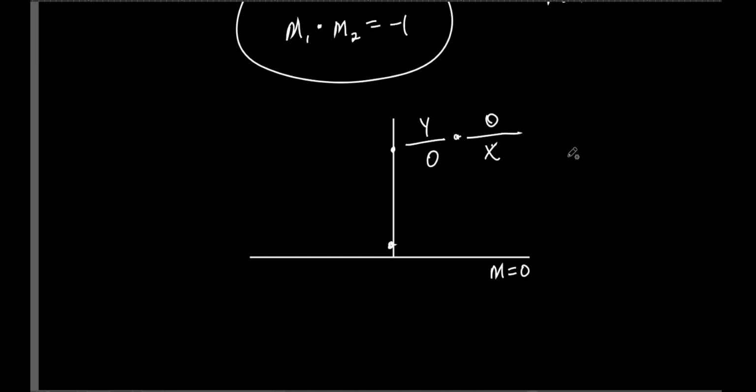Put it in. You didn't put it in. 0 divided by 0. Error. That's right. Okay, because y times 0 is 0. 0 times x is 0.